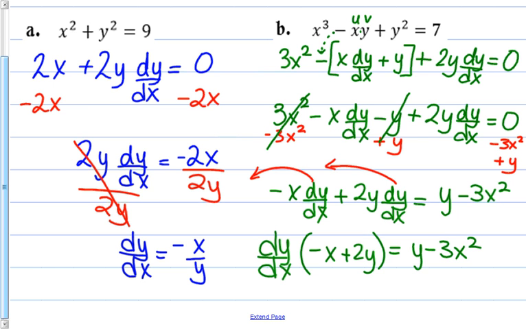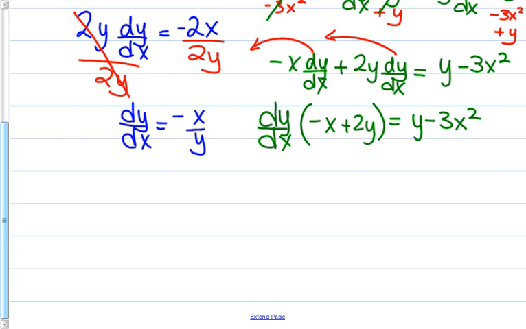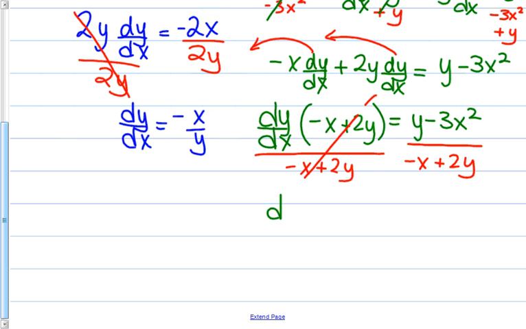I'm still trying to isolate the dy/dx, so now I'm going to divide all of this by the stuff that's in the parentheses, and then I'm going to do the same to the other side. So this will cancel out and leave the dy/dx by itself. And then on the other side, I'll just have y minus 3x squared over negative x plus 2y. Or you can write 2y minus x if you don't want to put the negative in the front. That's perfectly fine. And there's my answer.